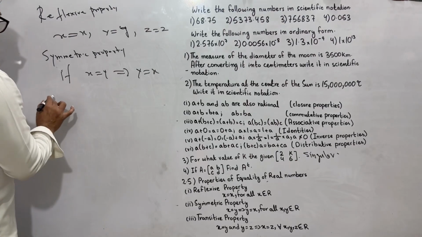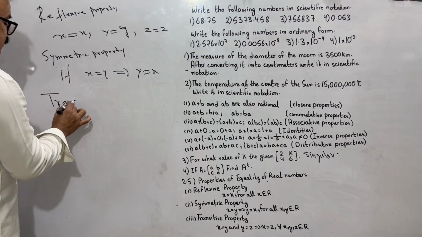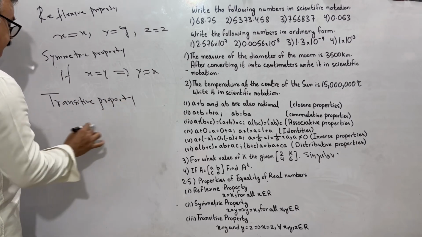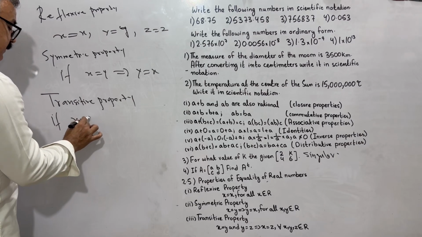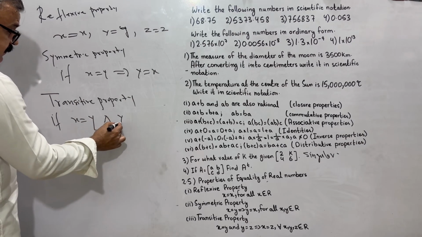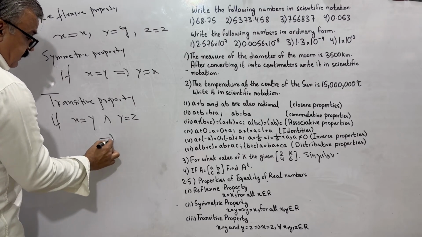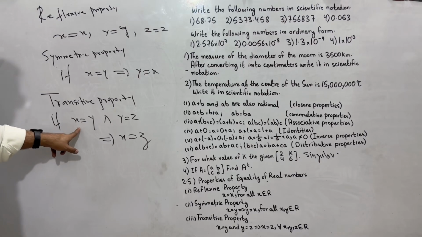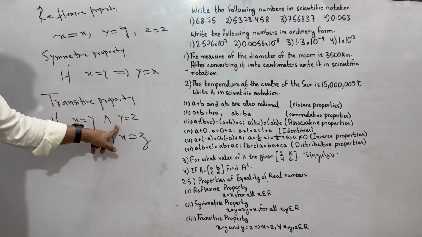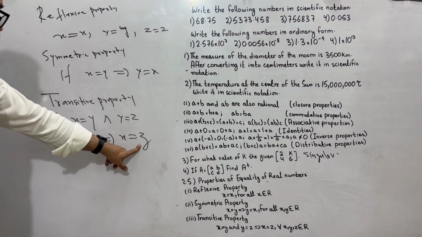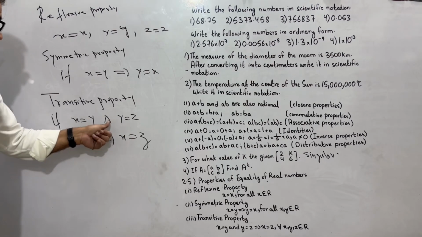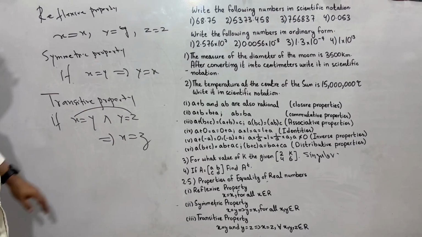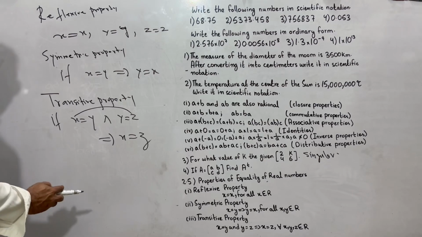Symmetric property. The third one is the transitive property. If X is equal to Y and Y is equal to Z, this implies that X is also equal to Z. Instead of Y, one can switch over to X: X is equal to Y and Y is equal to Z, this implies that X and Z are also equal. It is known as the transitive property.